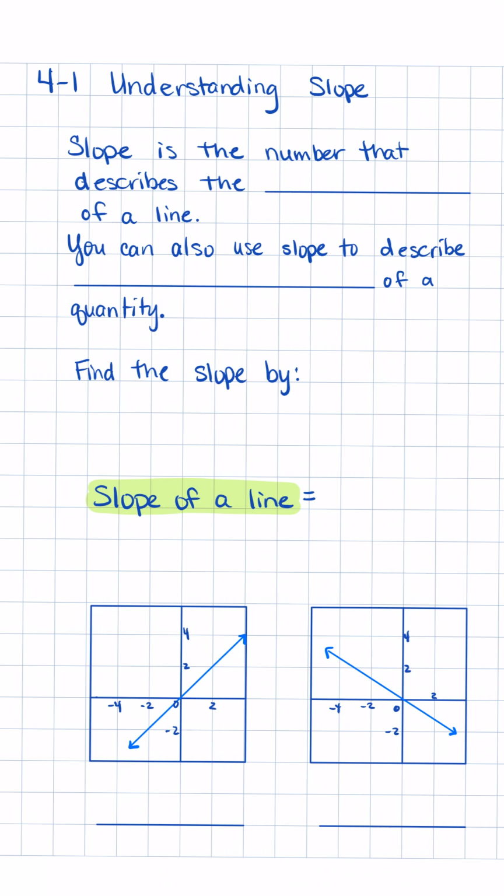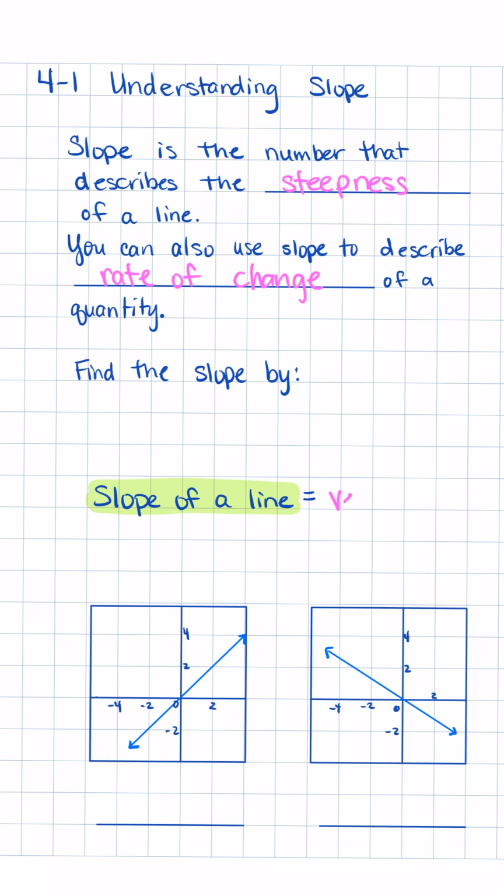Let's fill that in. Slope is the number that describes the steepness of a line. You can also use slope to describe the rate of change of a quantity.